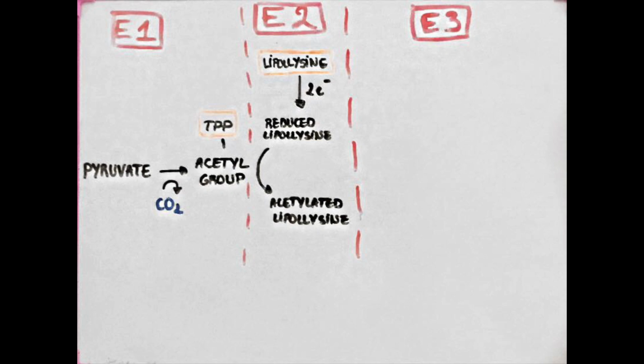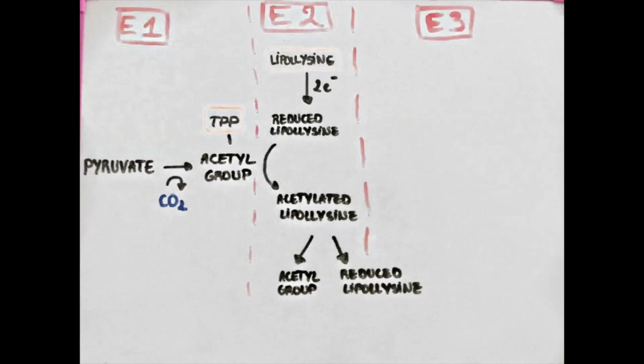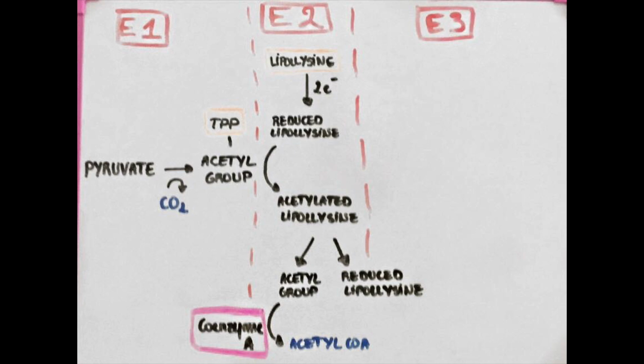Meanwhile, in E2, the coenzyme lipoamide is reduced into its reduced form by accepting 2 electrons, and then the reduced form accepts the acetyl group from TPP and becomes acetylated. Lipoamide now carries 2 electrons and the acetyl group. The following reaction consists in giving the acetyl group to coenzyme A, resulting in the formation of the final product, acetyl-CoA.